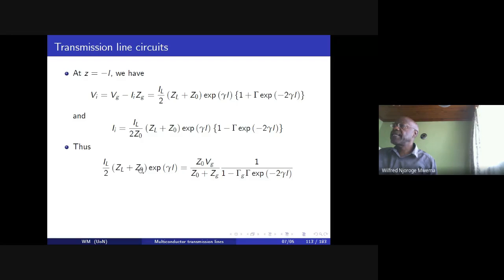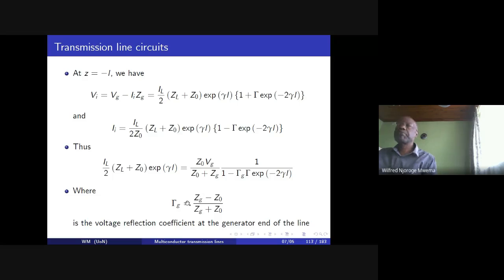And therefore, we can see that this is going to be given by Z naught Vg over Z naught plus Zg, multiplied by 1 over 1 minus gamma g gamma, multiplied by the exponent of minus 2 gamma L, where gamma g will be called the generator reflection coefficient, or the reflection coefficient at the sending end of the line. It is expressed as Zg minus Z naught divided by Zg plus Z naught, and it will be called the voltage reflection coefficient at the generator end of that line.